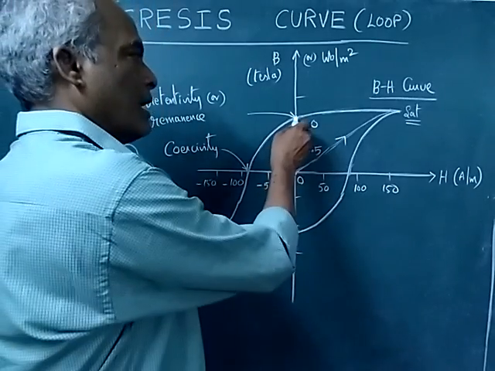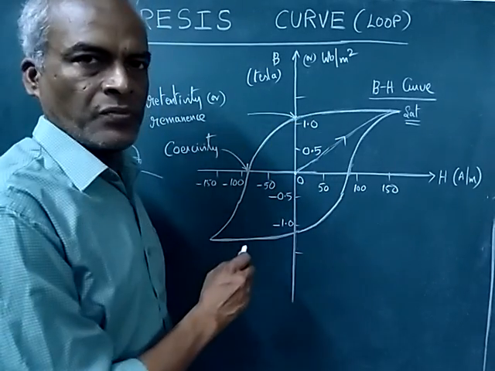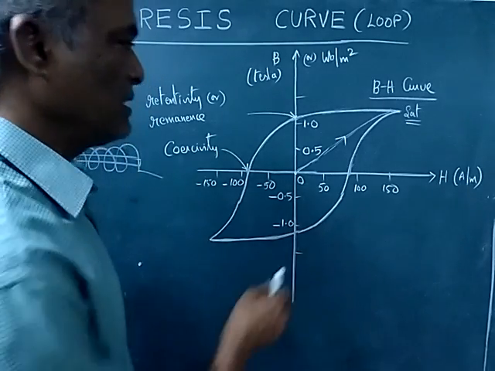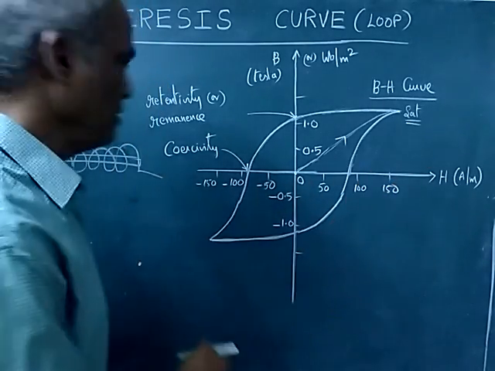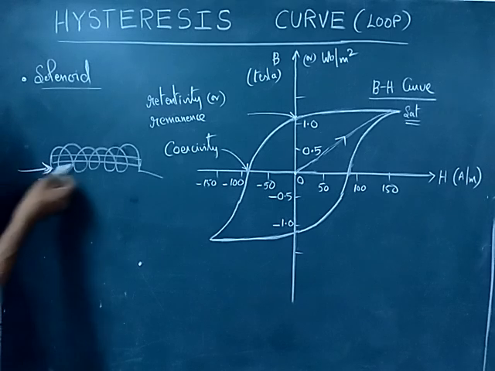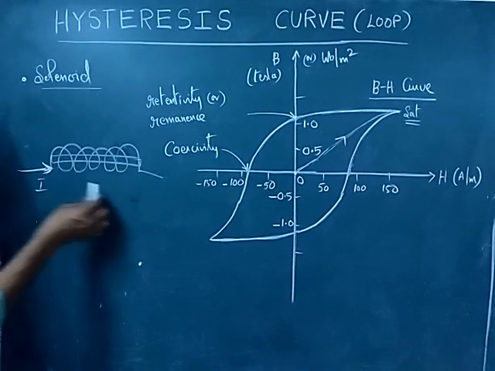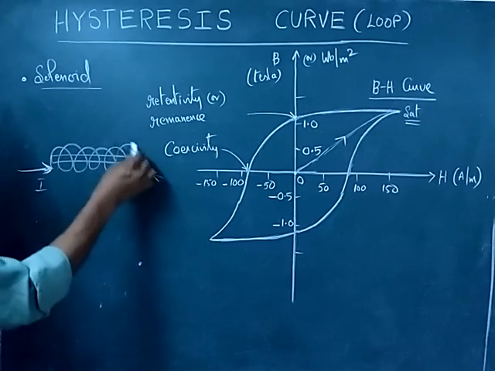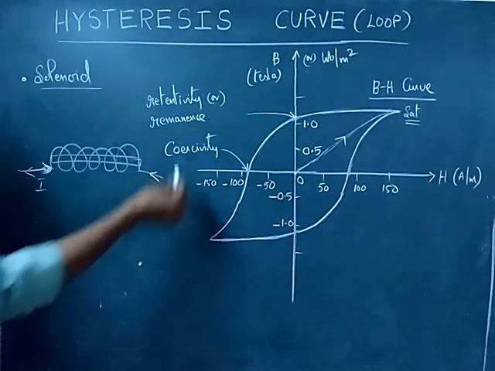Now, after reaching this, you set the current in the negative direction. Initially the current was flowing in this direction. Now you reverse the polarity, so the current enters from this side and leaves from that side.